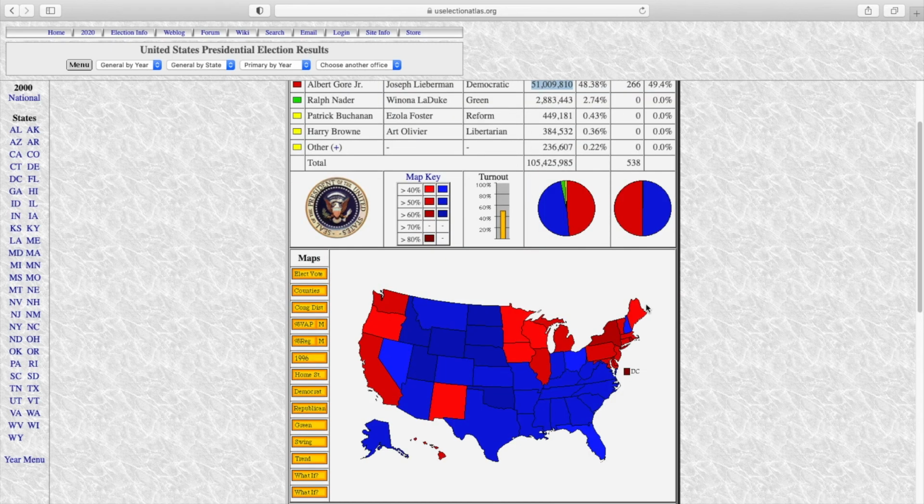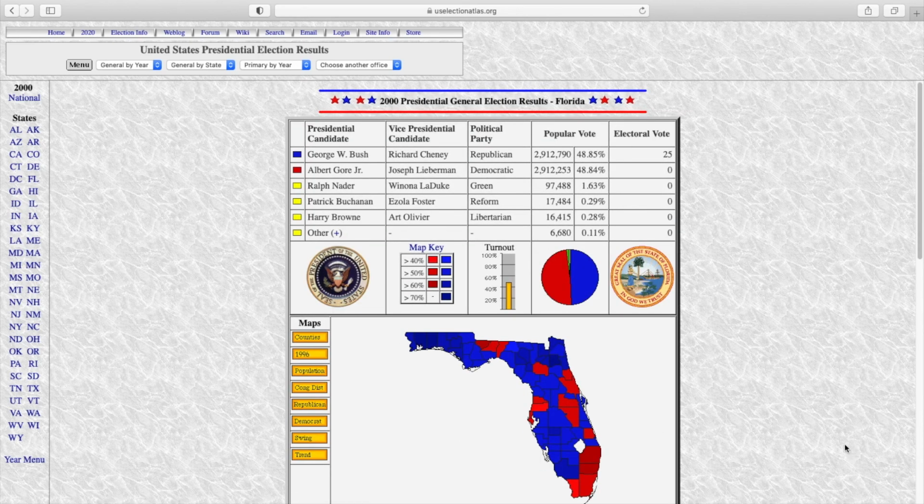And that election came down to the state of Florida. By the way, notice how the numbers are different because that was a different census. So each state had a different number of electoral votes in that election. Florida that year was determined by 500 votes. George W. Bush, 2,912,790. Al Gore, 2,912,253.